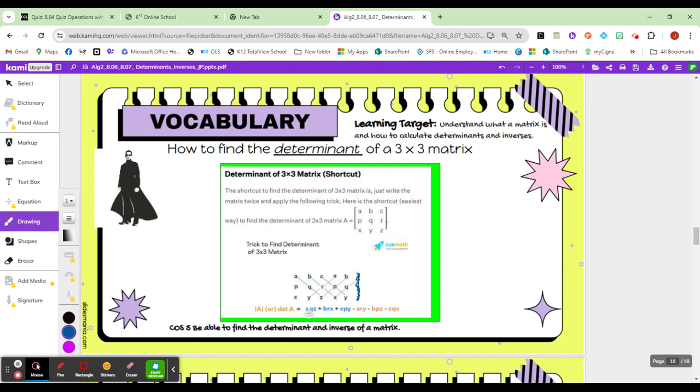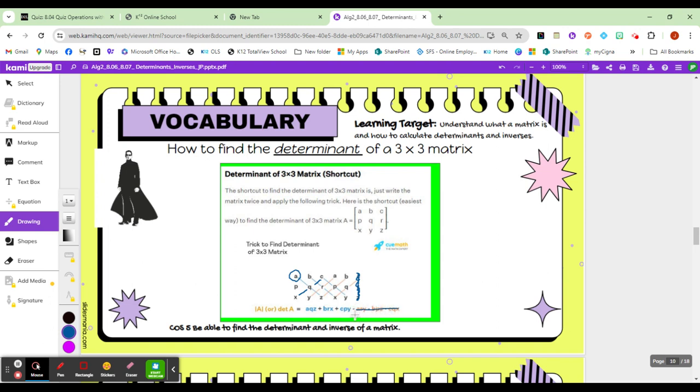And then I do A Q Z plus B R X. So this is A times Q times Z. So you'll start in the top left and you'll multiply the numbers that are in the diagonal. Plus B times R times X plus C times P times Y. And then minus. And then what I do is I do minus this diagonal. This simplifies it a little bit more.